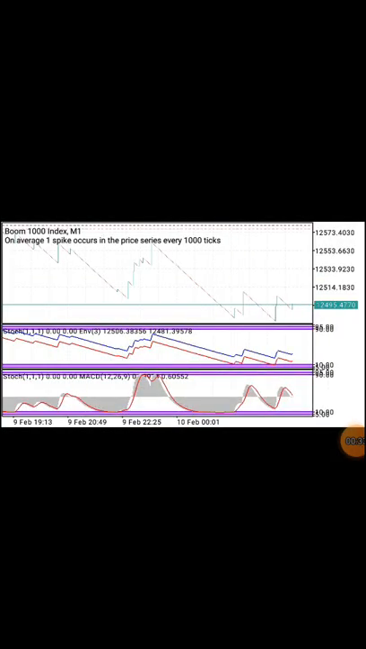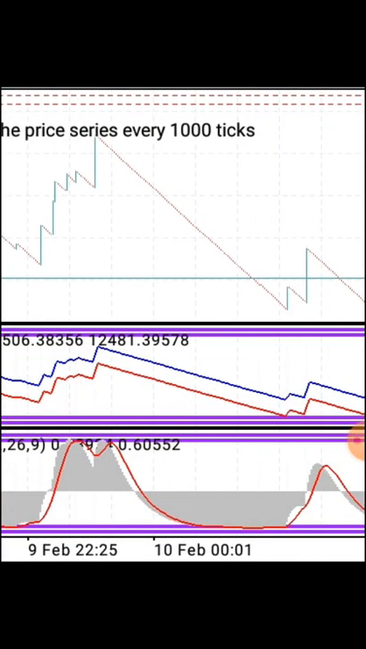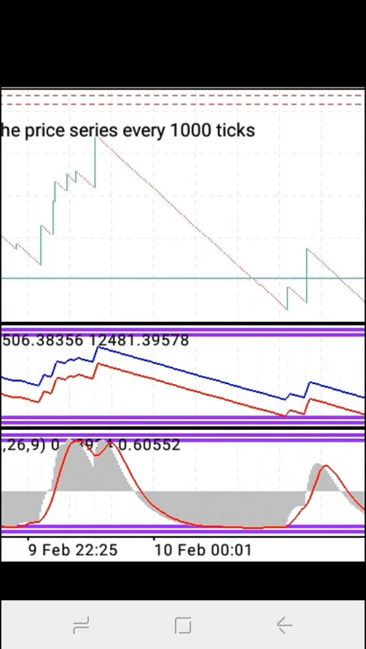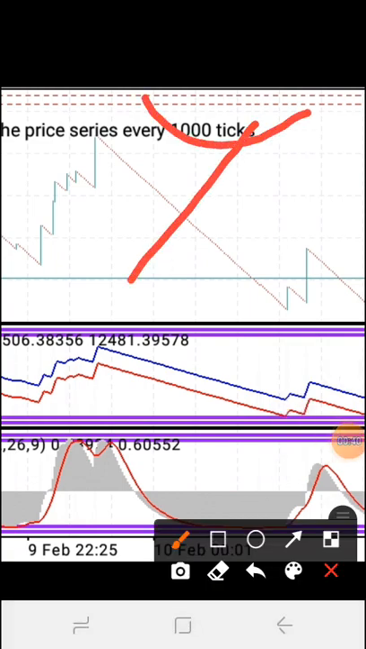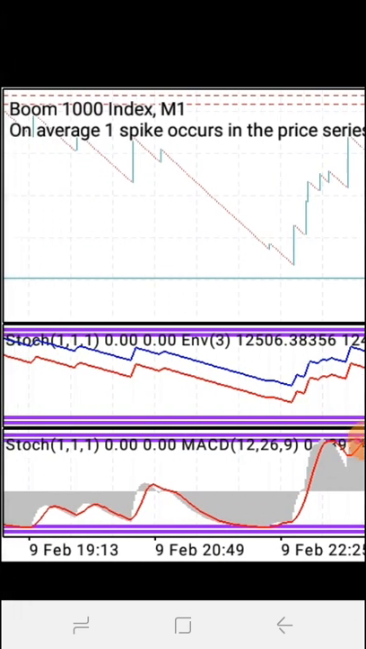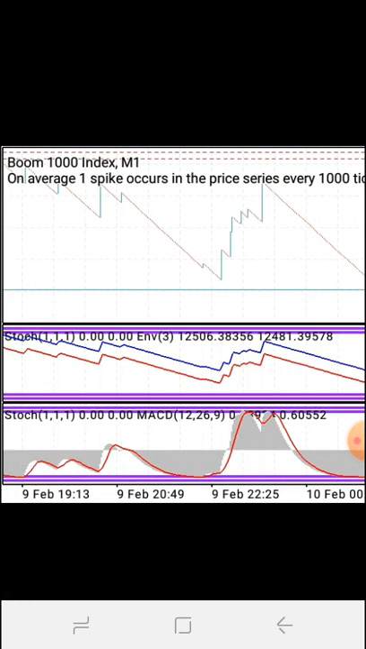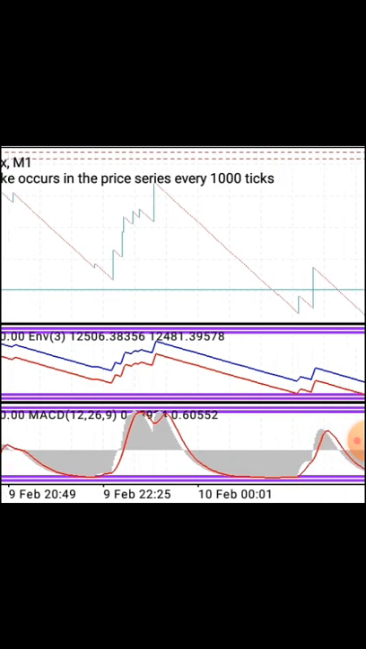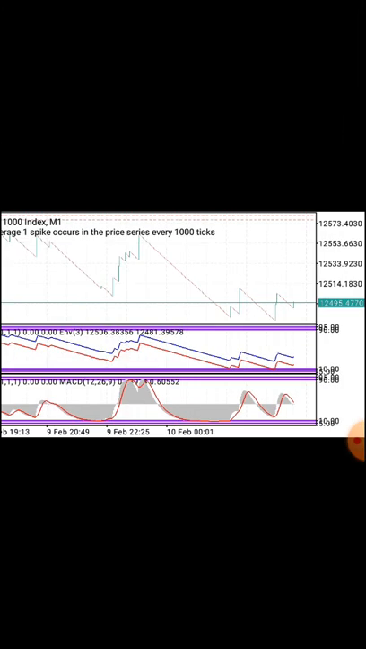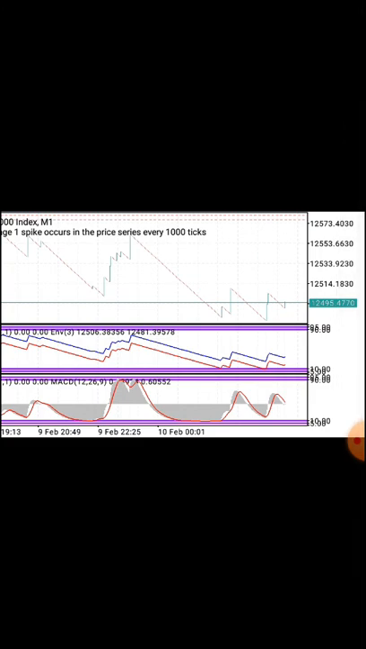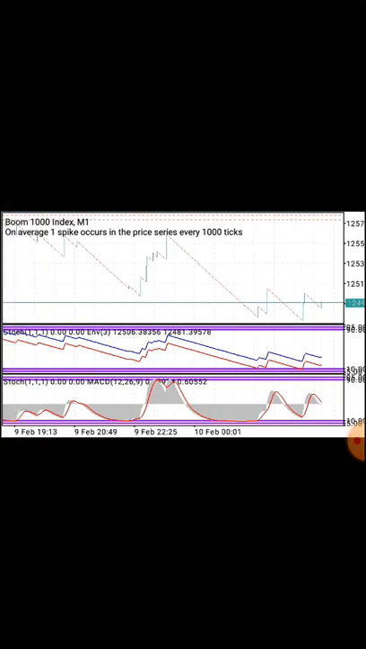Okay, so when you look closer, you can see that at the top over here is where I took all of my entries. Now, when I remove this and move the screen to this side, you can see this is Boom 1000 on the 1 minute time frame. And you can see the strategy that I've been using. This is a very excellent and easy strategy that you can use to your advantage.